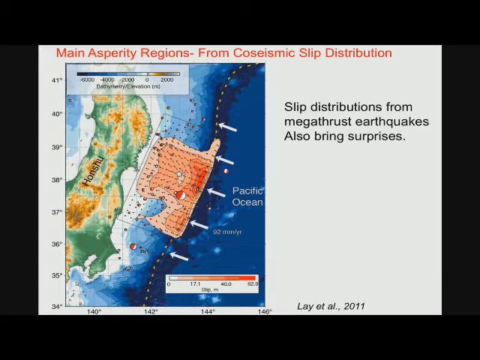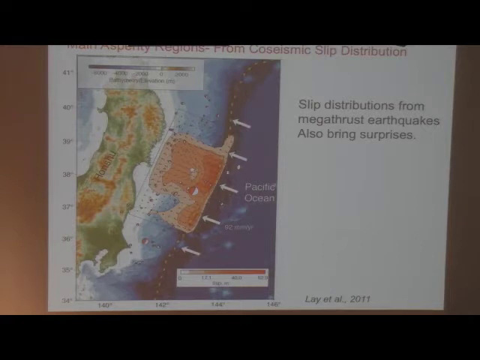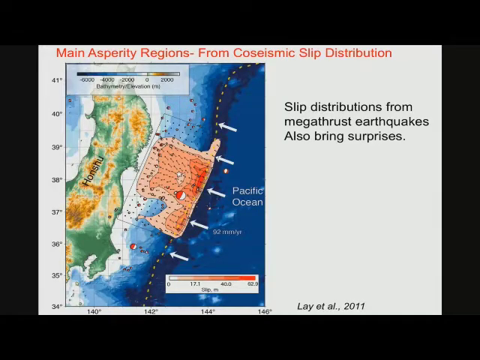Okay, so what about some surprises? Certainly the 2011 Tohoku earthquake was quite a surprise. This is a slip distribution for that event. Here's the trench over here, right? And look at this number. I don't know why it's 62.9, but I mean, 63 meters of slip. And a lot of that is very, very shallow, close to the trench.